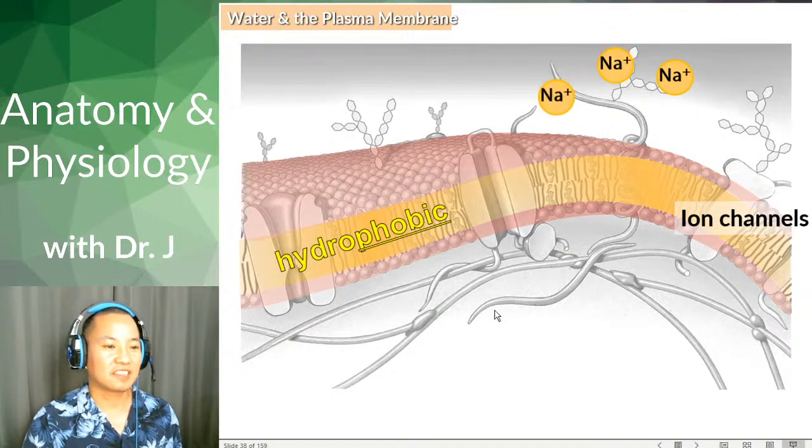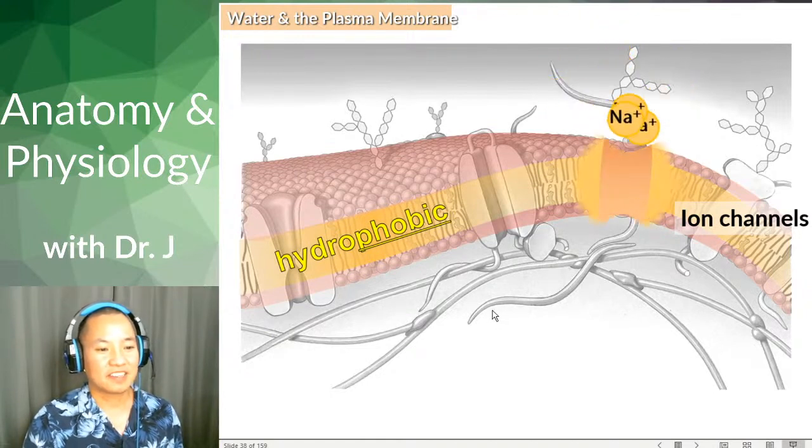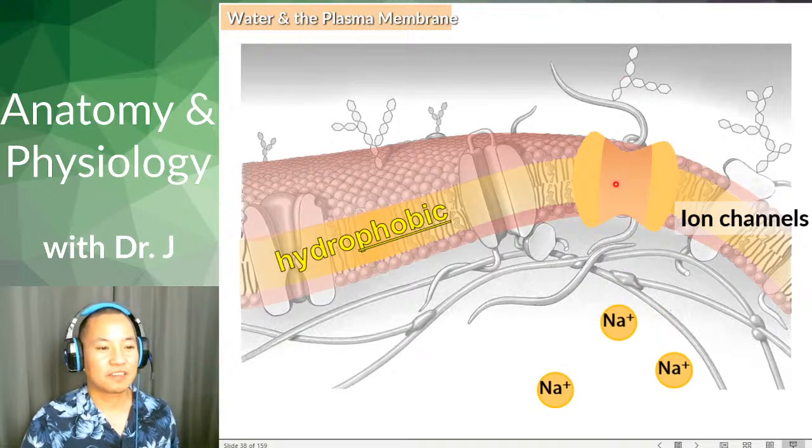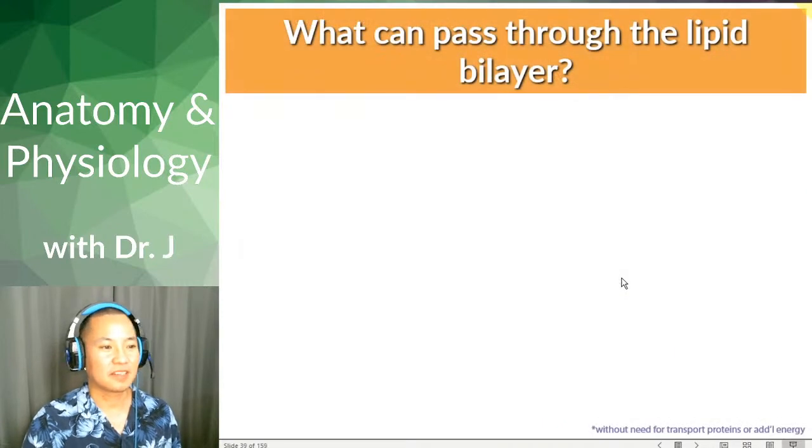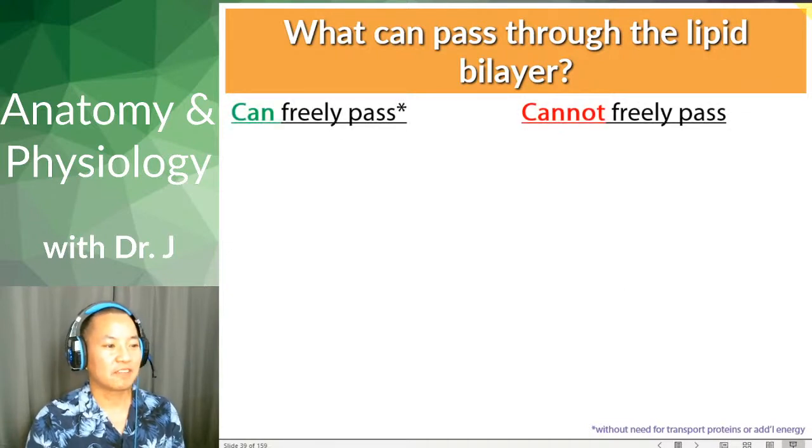Now when you have an ion channel, what does that do? Here we have our ions back for more. An ion channel is a special type of protein that provides a passageway for ions to go from one side of a membrane to another. But again, without the ion channels, these ions cannot cross from one side to the other, so they need a little help. So in summary, what can pass through the lipid bilayer of the plasma membrane? Well, again, what can freely pass?